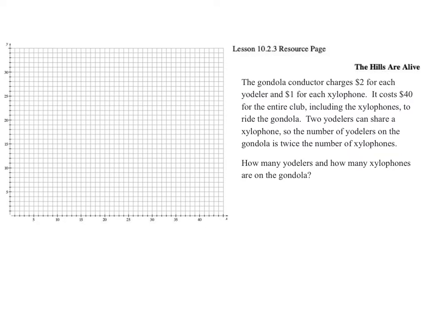So it says this. The gondola driver charges $2 for each yodeler, which I'll call y, and then he charges $1 for each of the xylophones, so I'll call that x. And in total, it costs $40 for the entire club. So just from that, I can say that if it costs $40, that it should be equal to each of my yodelers plus each of my people playing the xylophone. But that is just the number of people. That's not the cost. The cost is $2 for a yodeler and $1 for a xylophone.